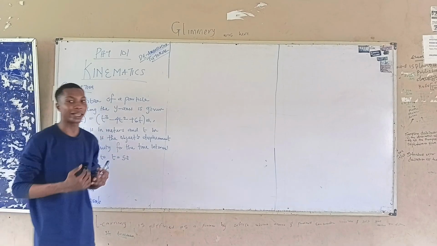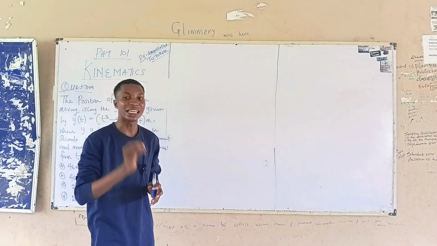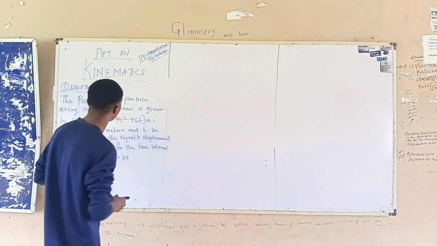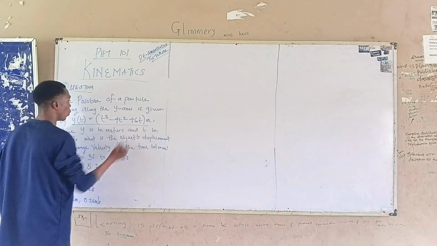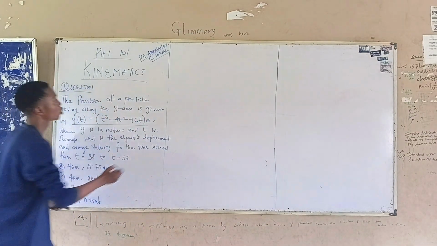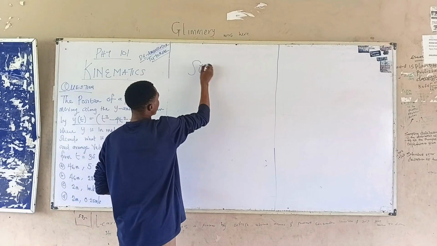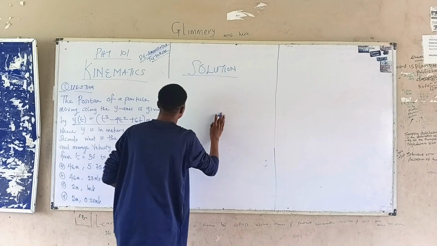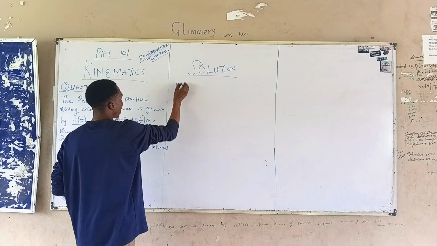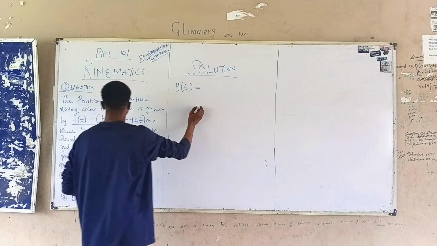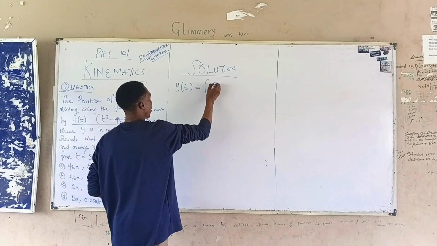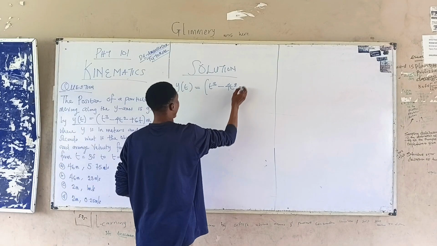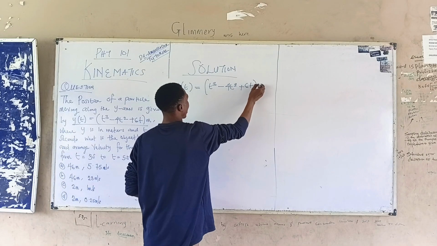Anytime you are given a kinematic equation, the first thing you need to do is write out the kinematic equation. So, writing out the solution to this: y as a function of t equals, in bracket, t to the power of 3 minus 4t squared plus 6t, closing the bracket, meters.